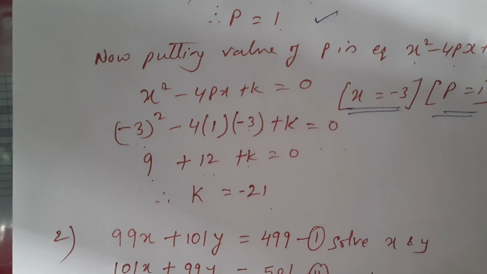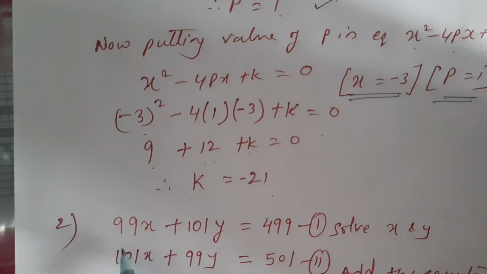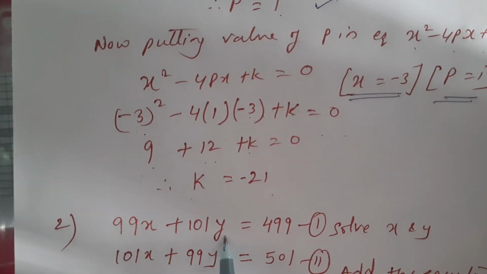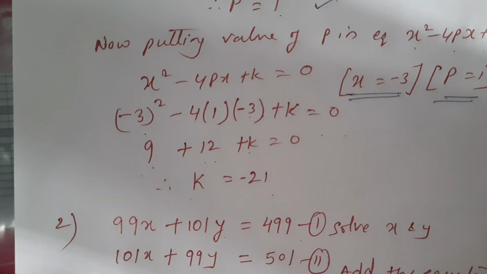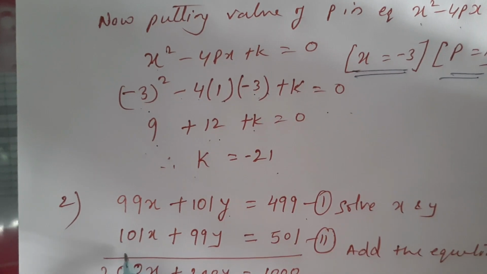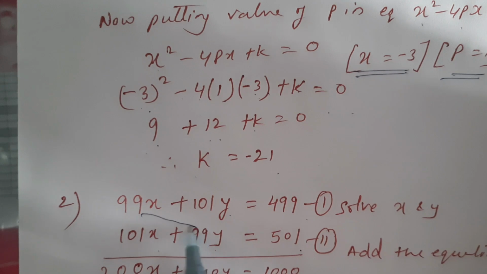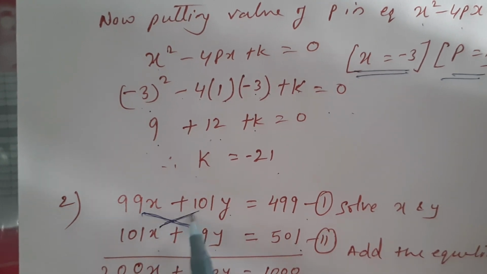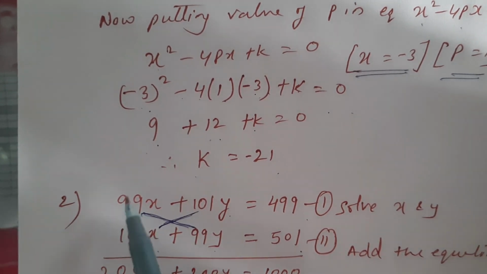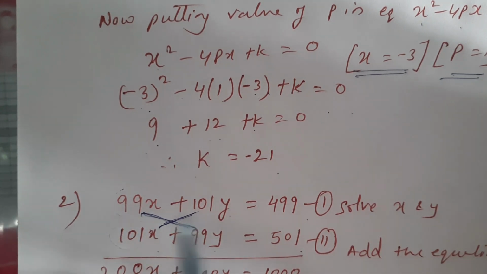Let's start with the second question, which is 99x plus 101y is equal to 499. This is a linear equation in two variables, chapter number 3. And the second equation is 101x plus 99y is equal to 501. So here, if you see x and y, the coefficients are diagonally equal. How to solve this kind of equations? Generally we multiply the coefficients to make them equal. But for this type of questions where the coefficients are diagonally equal, we first simply add the equations.